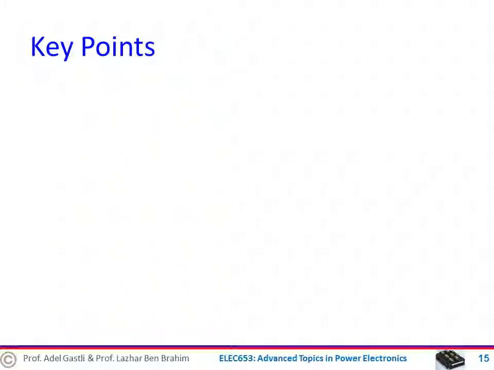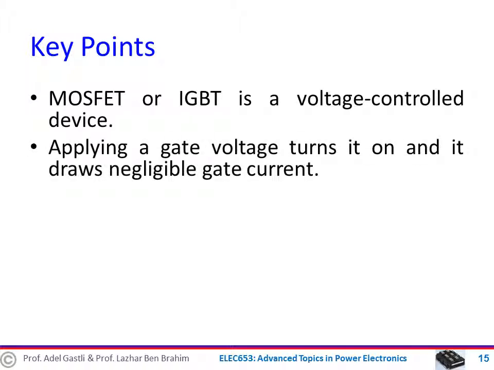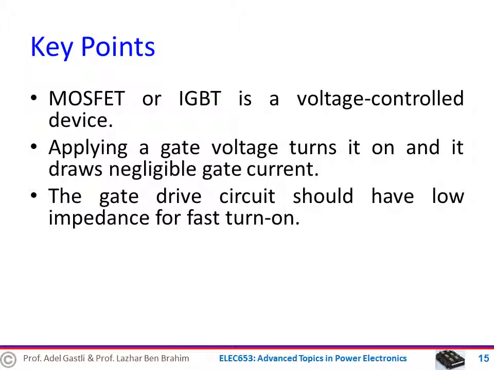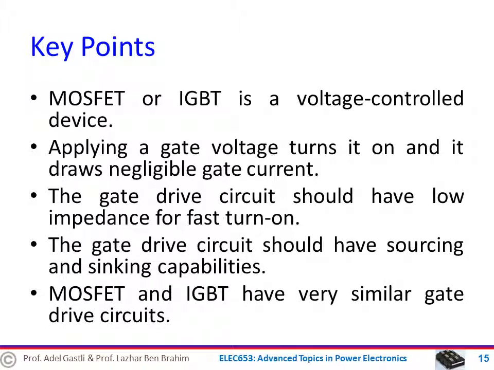The key points to retain from these sections are: MOSFET or IGBT is a voltage controlled device. Applying a gate voltage turns it on and it draws negligible gate current at steady state. The gate drive circuit should have low impedance for fast turn on. The gate drive circuit should have sourcing and sinking capabilities. And finally, MOSFET and IGBT have very similar gate drive circuits. This is because an IGBT has actually a MOSFET in its gate side.